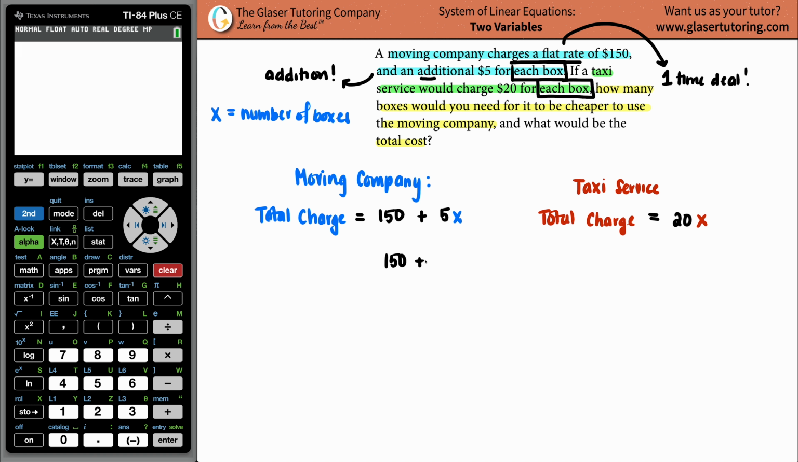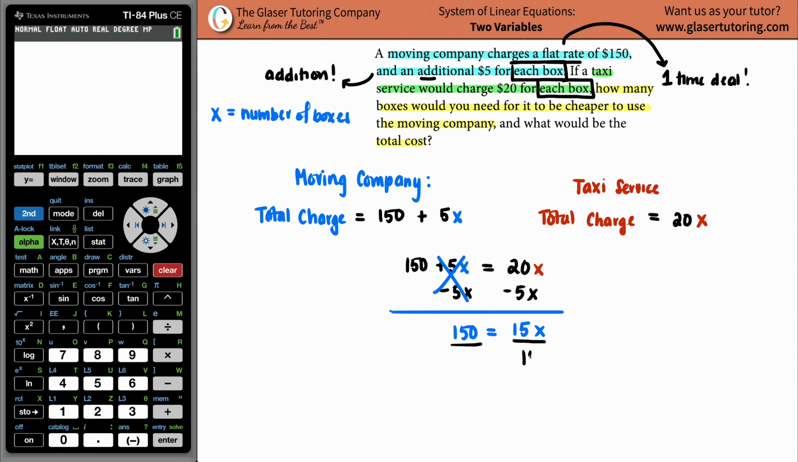150 plus 5x equals 20x. And now, just solve for x, right? Get a minus 5x on both sides. Maybe we'll do that in blue. This goes bye-bye. This turns into 150 equals, right, 20 minus 5 is 15. And this one we don't even need the calculator. 15 and 15, x equals 10.